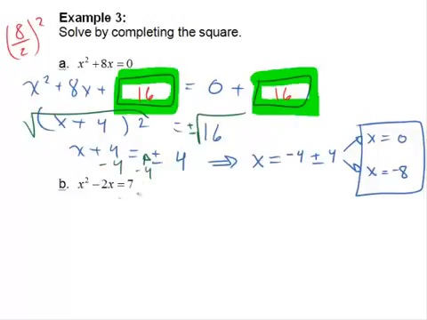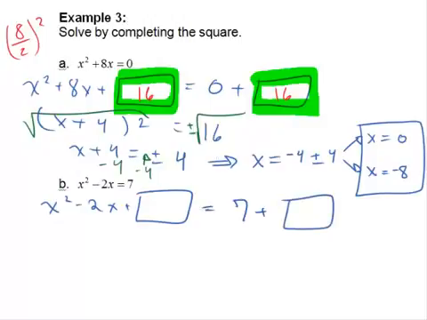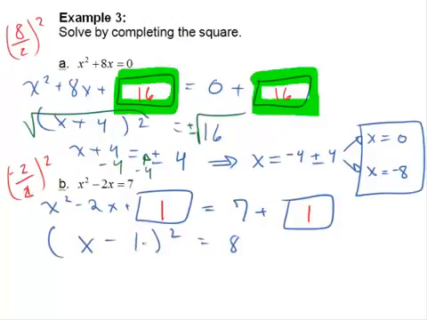All right, next one. There's already a number here on the other side, but that's okay. x squared minus 2x plus box equals 7 plus box. I need to take half of negative 2 and square it. So half is negative 1, squared is positive 1. Now I can write this as a perfect binomial. So it's x minus 1 quantity squared equals 8.